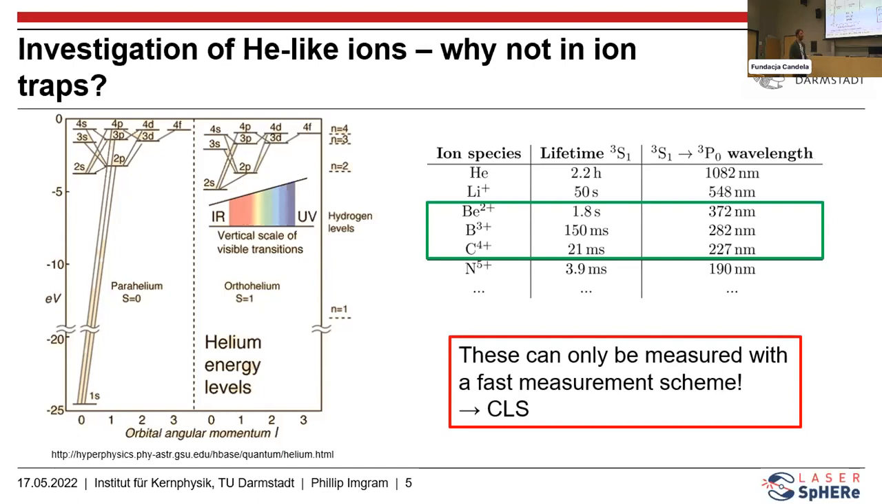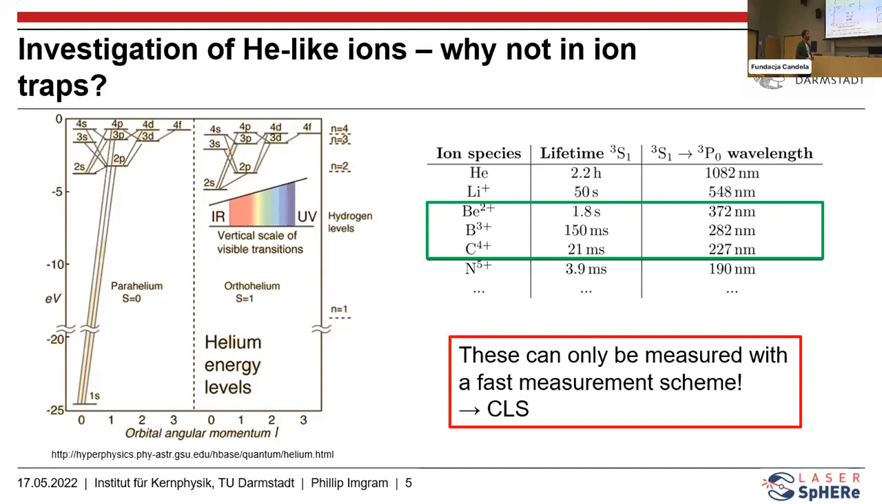Why can you not use two singlet S? Two singlet S is a forbidden transition, and we are in collinear laser spectroscopy. We just have a very short time where the ion is in our interaction region, so slow transitions are very, very hard or probably impossible to measure.